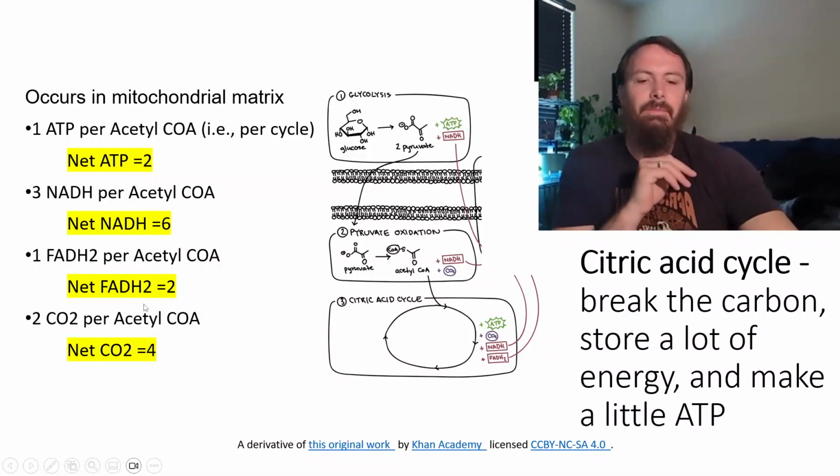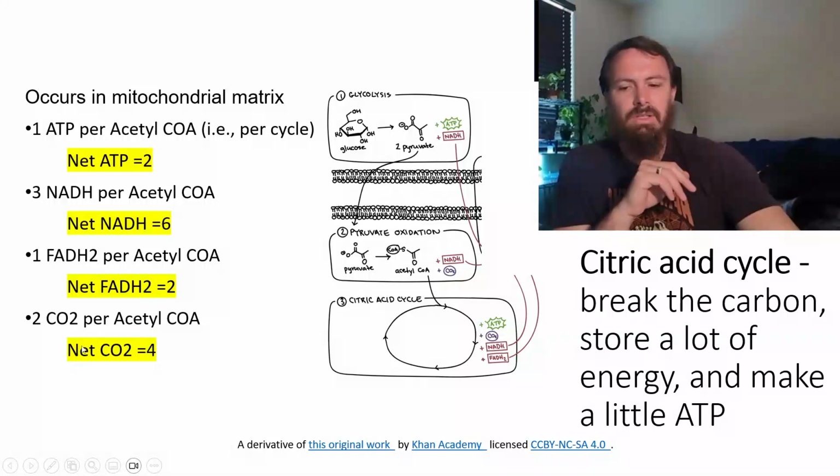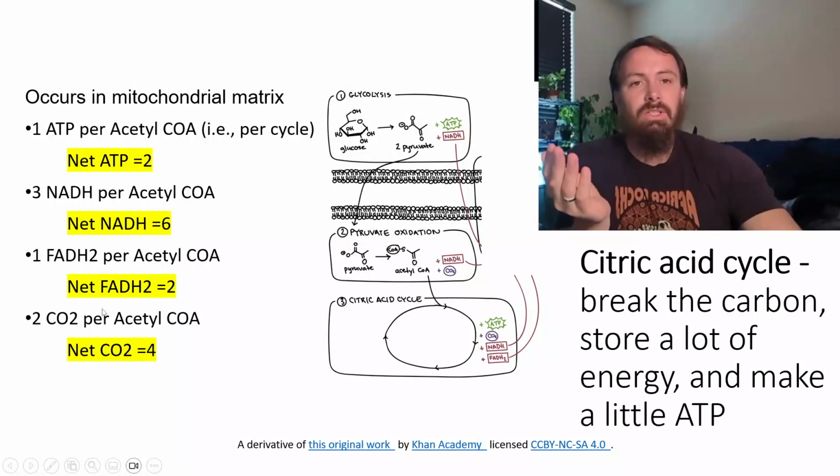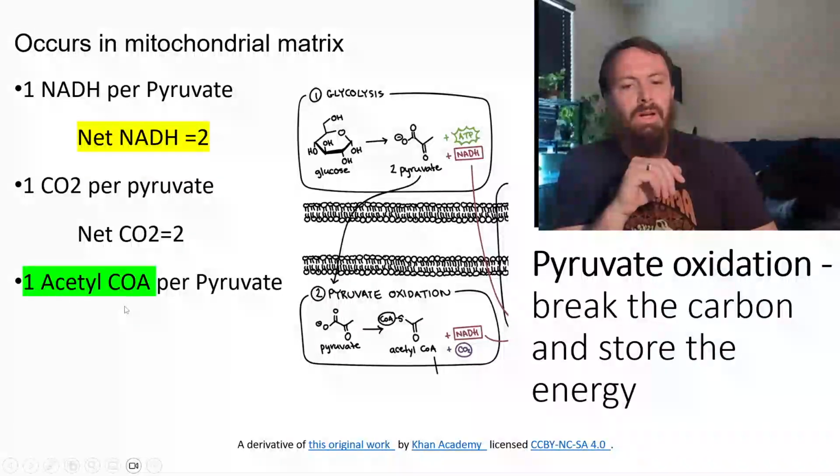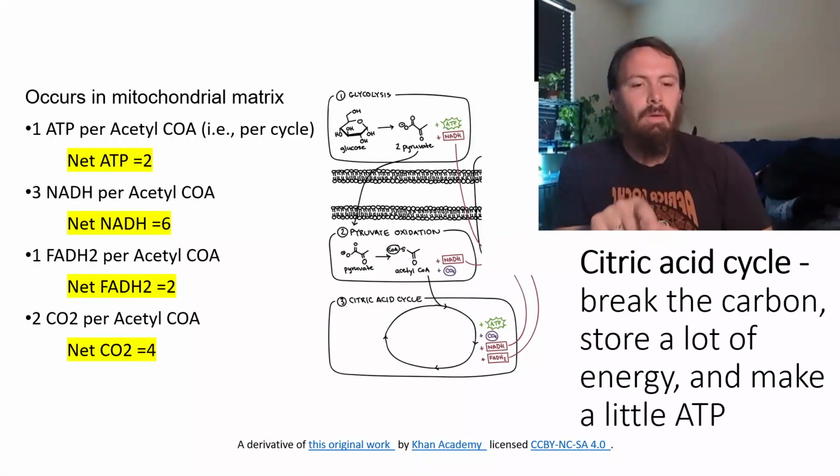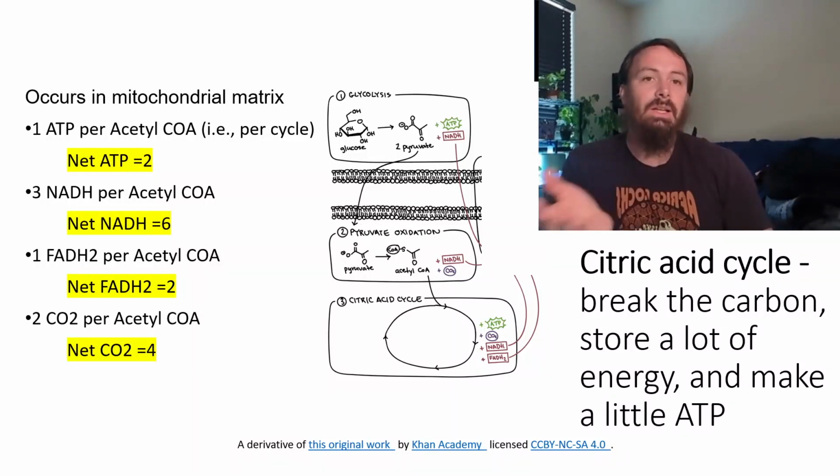make more ATP. Now when we're talking about CO2, remember we're going to exhale CO2. Plants are going to do that as well. And so we're exhaling a lot of CO2 from the pyruvate oxidation and from the citric acid cycle. 2 big producers of CO2 that we're exhaling.